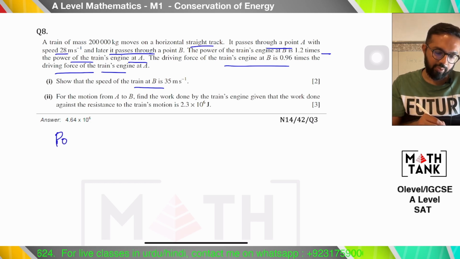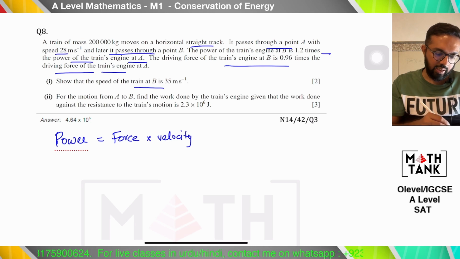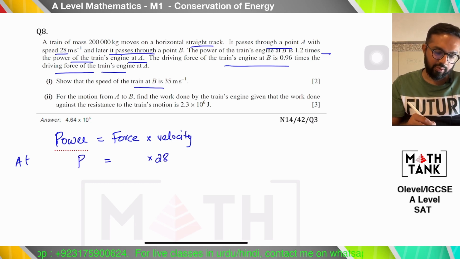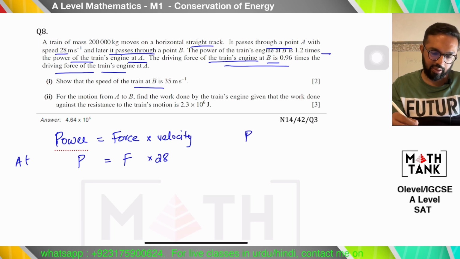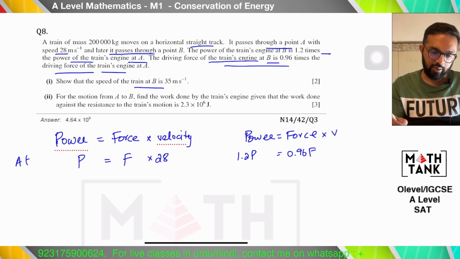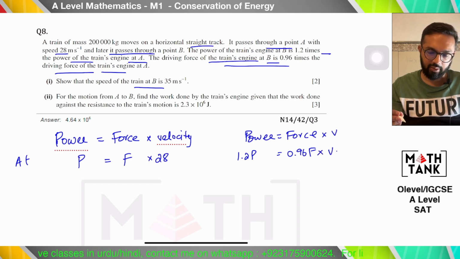Okay, so power is force into velocity. When at A it has a velocity of 28. I don't know its power. Let's call that P and let's call the force F. At a different time, at B, I have 1.2 P when the force is 0.96 F and I don't know the velocity. That's what I want to find out.